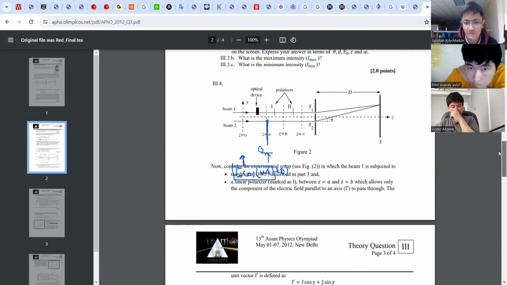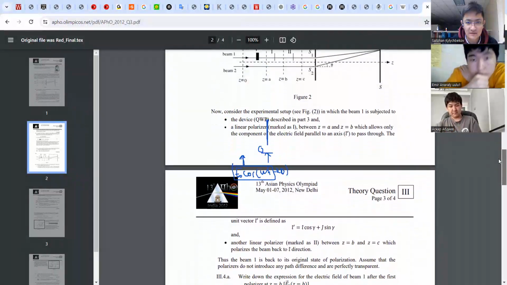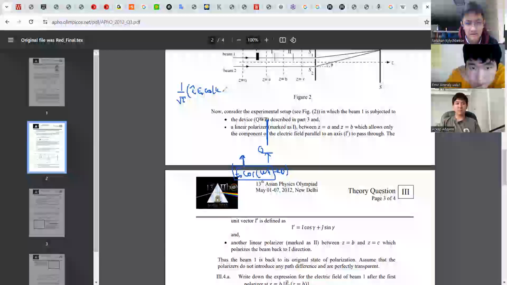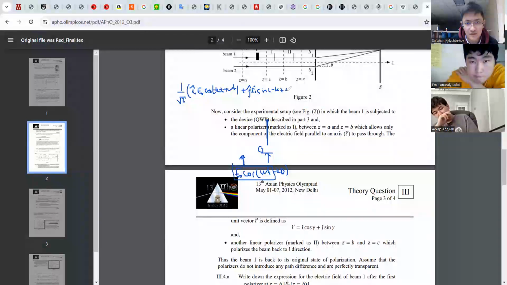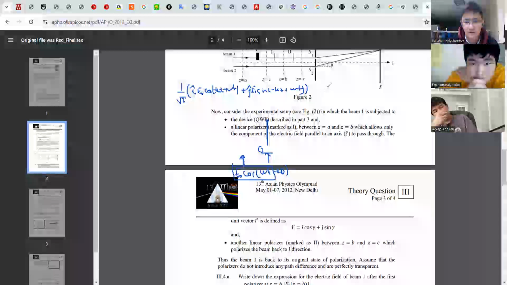When it reaches the polarizer, what's its value? Its value is 1 over 2 i hat E0 cosine of (kz minus kz plus omega t) plus j E0 sine of (minus kz plus omega t), right?